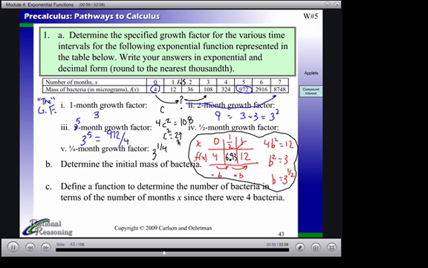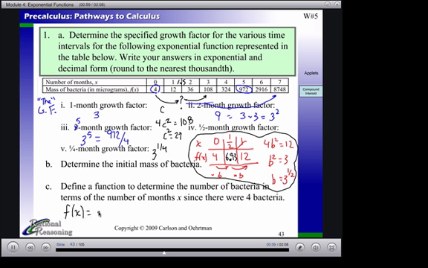Okay, so now because we have all these different growth factors, there's lots of different ways we can set up the function to model this growth, and we'll all model it, but just with a different time frame. Okay, so the easy one is by month. So that's what they're asking for here. Determine the number of bacteria, X months, since there were 4. So we'll call that one F.